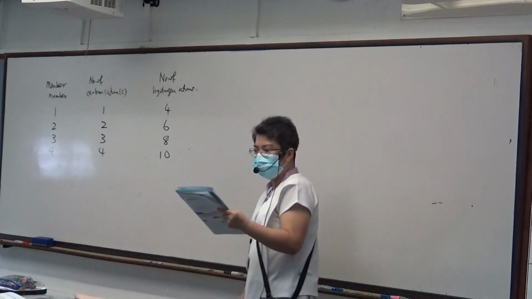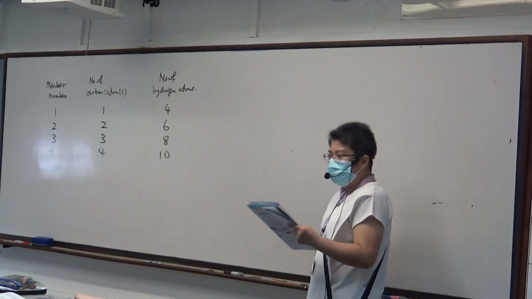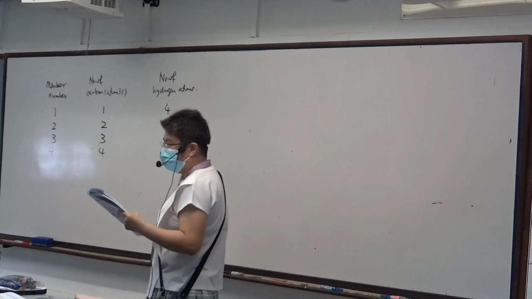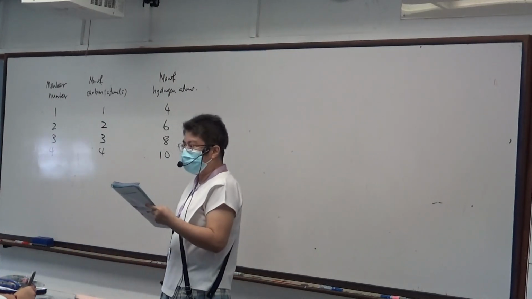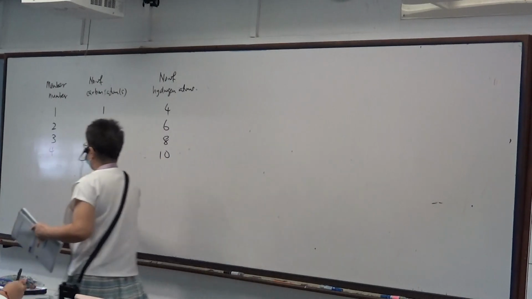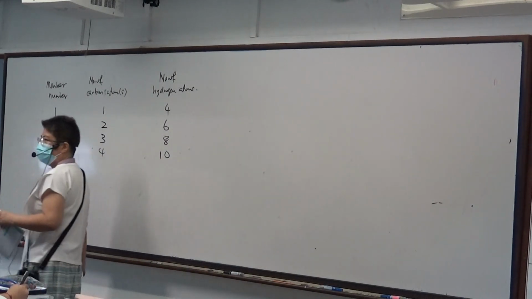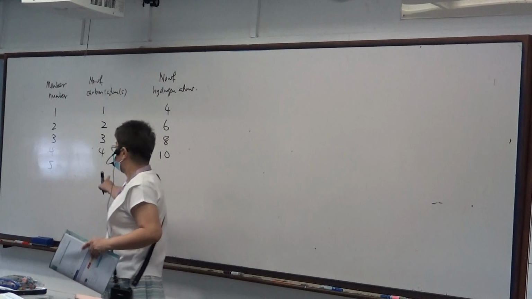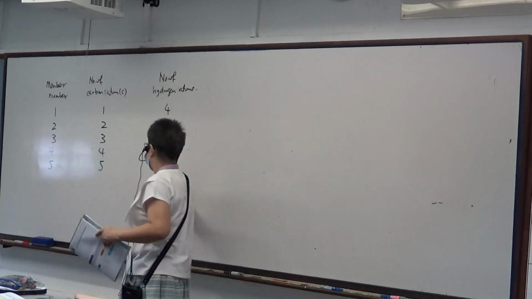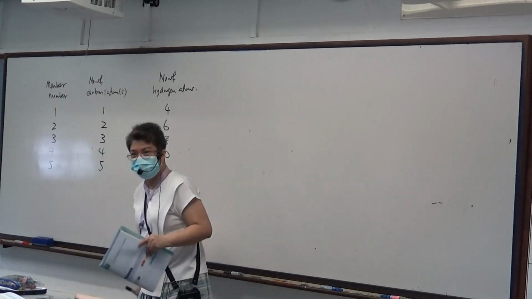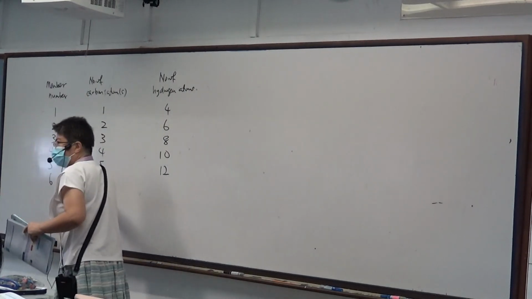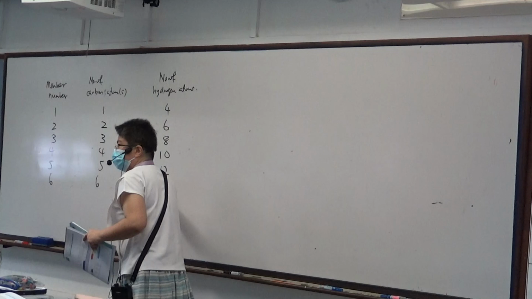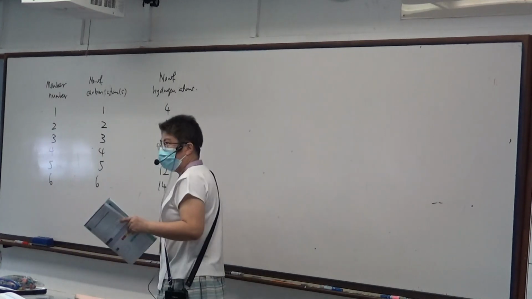Okay, now the question says this. The number of carbon atoms and hydrogen atoms of the first 4 members in the family are given in the table. Copy and complete the table. What about member 5? Focus. What's this number? 5. Okay, this one? 12. Everybody okay? What about member 6? 6 and what? 14. Alright?